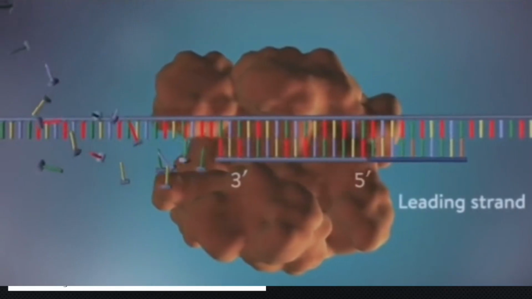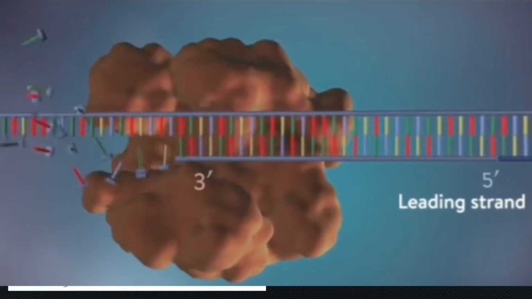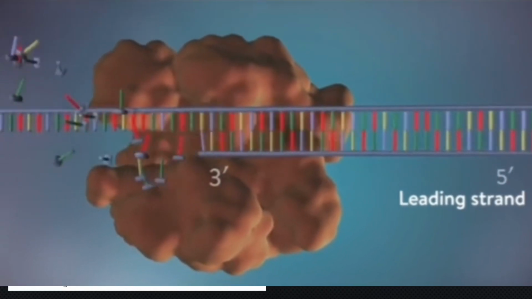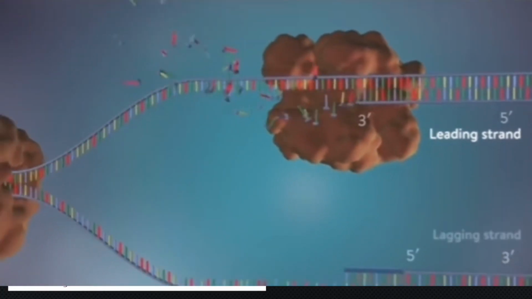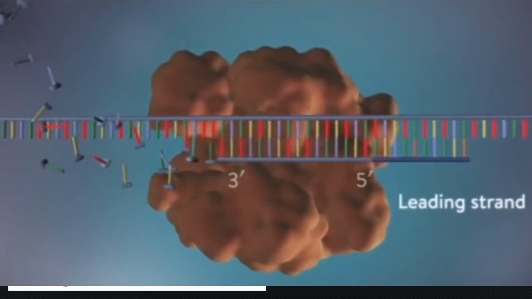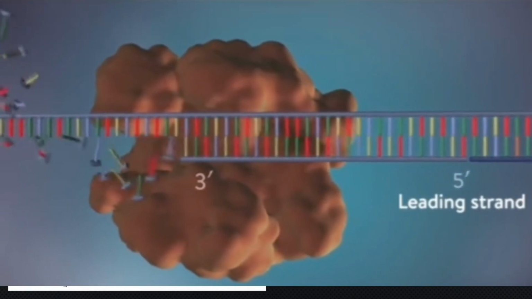Since DNA polymerase can only synthesize DNA in the 5' to 3' direction, replication will occur differently on the two strands. So there are two strands that will be synthesized, the leading strand and the lagging strand. For the leading strand synthesis, the leading strand is synthesized continuously in the direction of the replication fork.